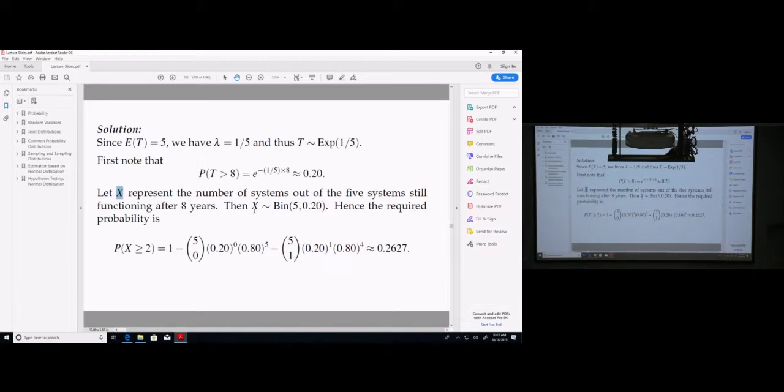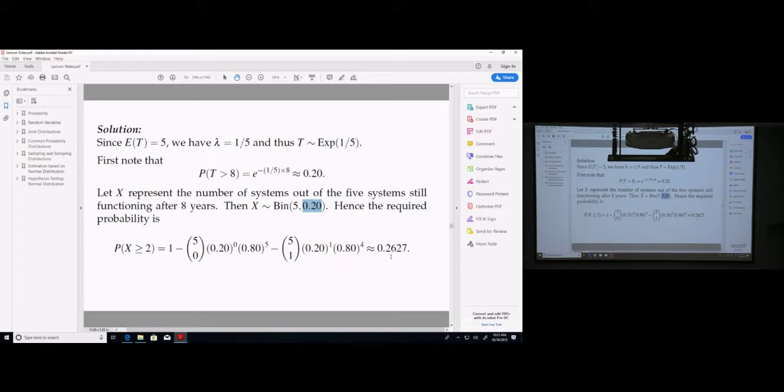Assuming the 5 systems act independently of one another, x would be a binomial distribution with 5 trials because it corresponds to 5 systems. And then the success probability is the probability that a particular system survives more than 8 years. So here, this would be this. We just plug it into the binomial. So this is something like 26.3%.